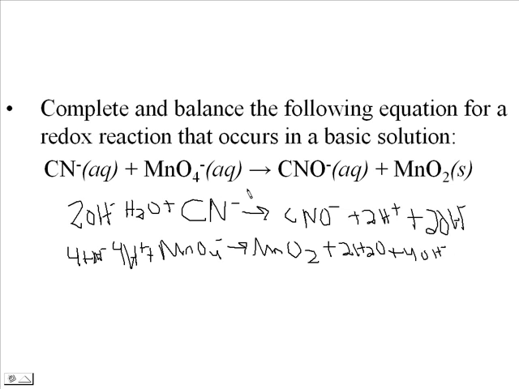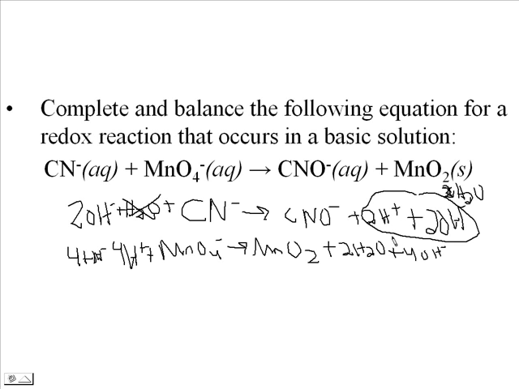And basically what that does is it turns this part right here into 2 waters. Well, we've got 2 waters here. We've got 1 water on this side. So that's going to cancel out that one water and one of our waters over here.